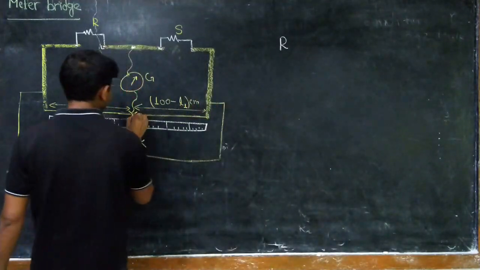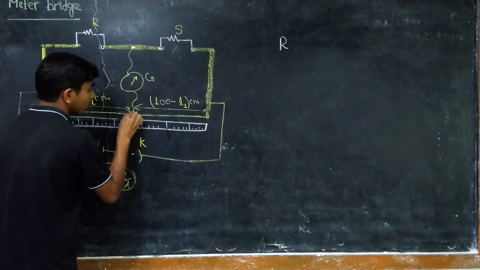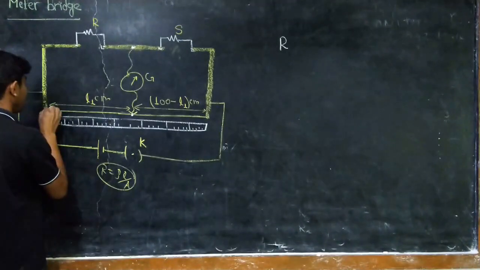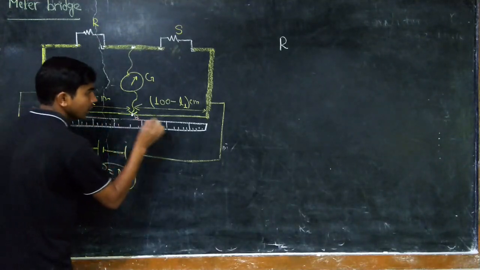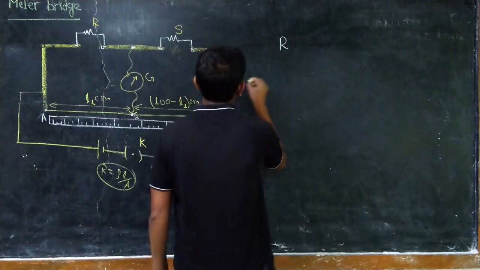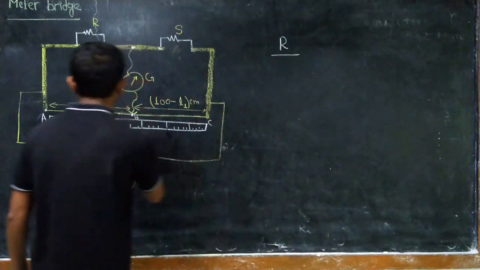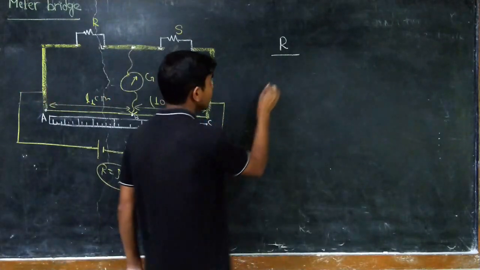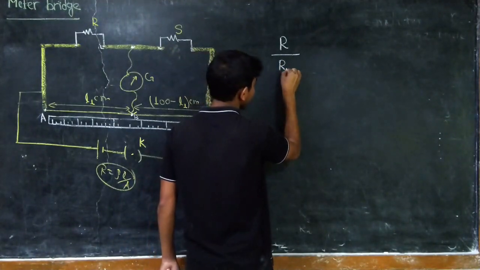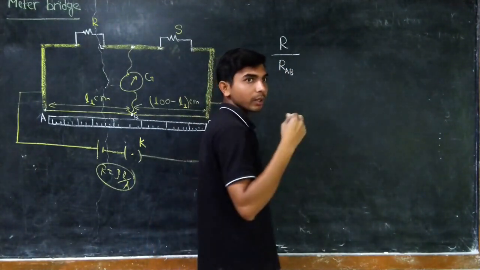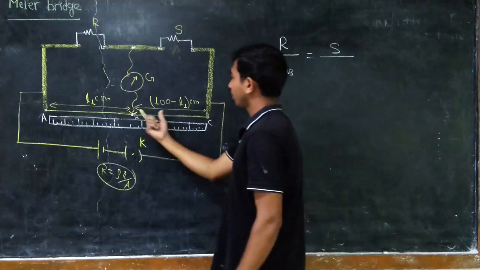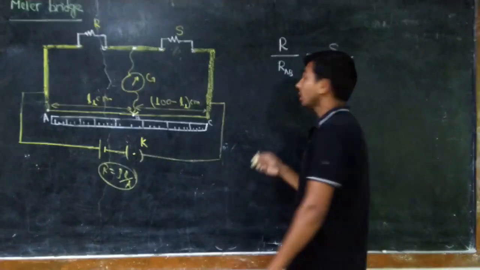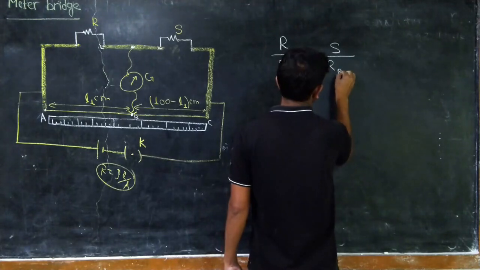Suppose this is the balance point. This is A, this is B, and this is C. So we can write R by the resistance of AB, the length of the wire AB, and similarly S by the resistance of BC, the length of the wire BC.